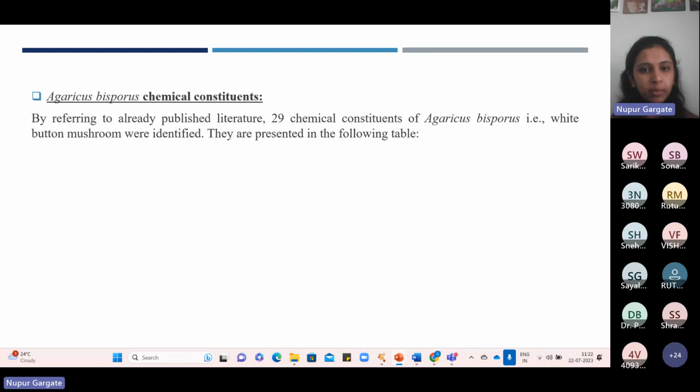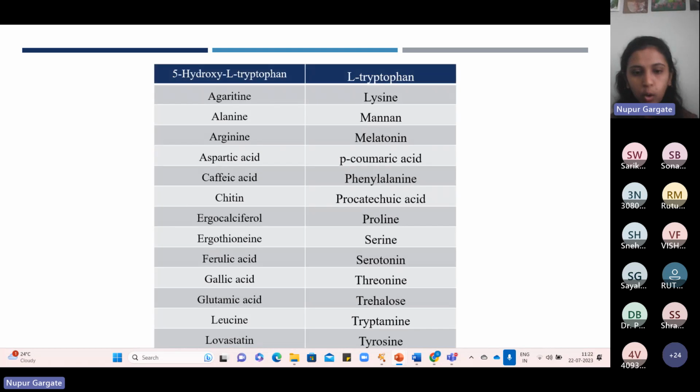Now, Agaricus bisporus chemical constituents: as I said earlier, by referring to published literature, 29 constituents of Agaricus bisporus were identified. They are presented in this table. These are all the 29 chemical constituents of Agaricus bisporus: 5-hydroxy L-tryptophan, agaritine, alanine, and so on. All of these acted as the macromolecules for molecular docking, and the 9 genes which we obtained were the macromolecules.